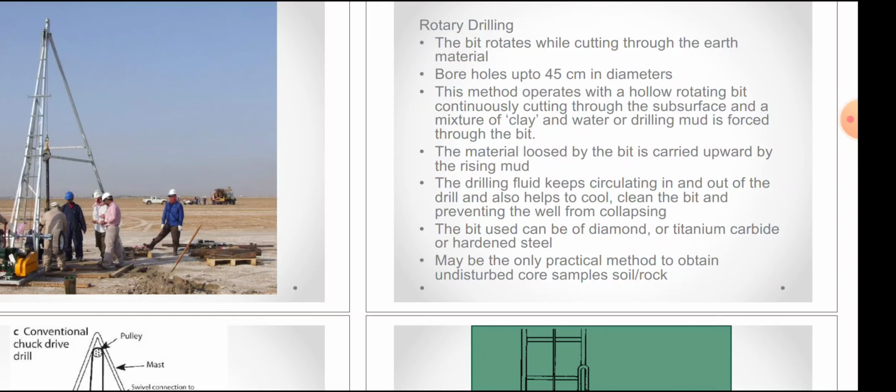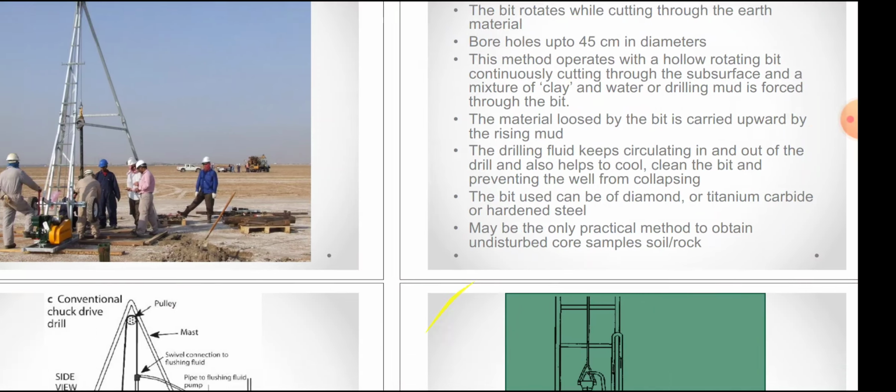The drilling fluid keeps circulating in and out of the drill and also helps to cool and clean the bit, preventing the well from collapsing. The bit used can be of diamond or titanium carbide or hydrogen steel. May be the only practical method to obtain undisturbed core samples, soil or rock.